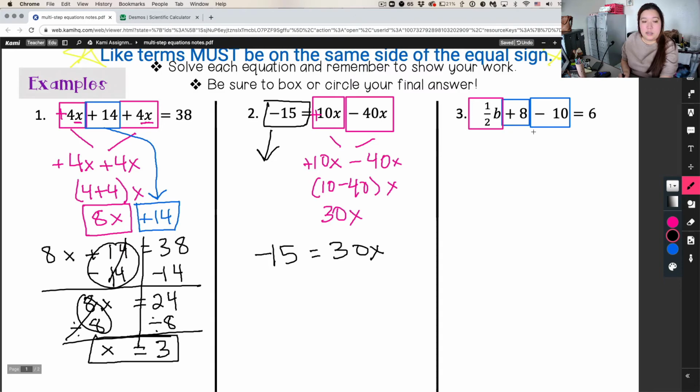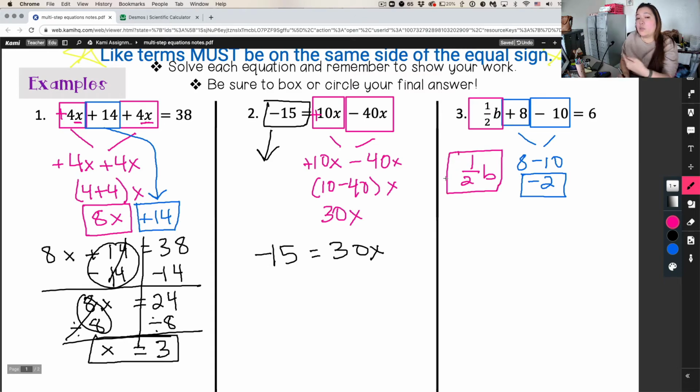this here in number 3, I'll go ahead and help you out with this one. It says 8 minus 10, which is negative 2. So we have a block that has a negative 2, and we have a block that has 1/2 b, and this one is positive, right? We know this because if it was supposed to be negative, there would be a negative sign.